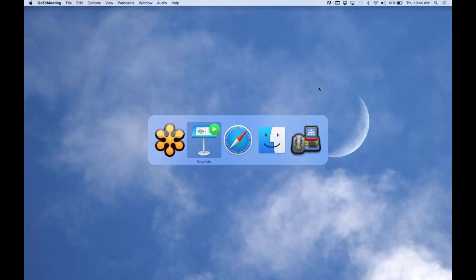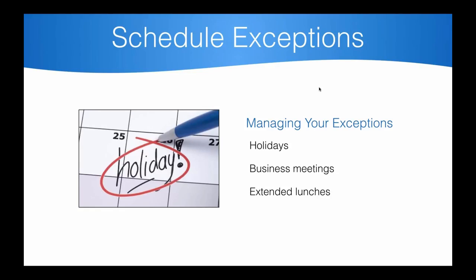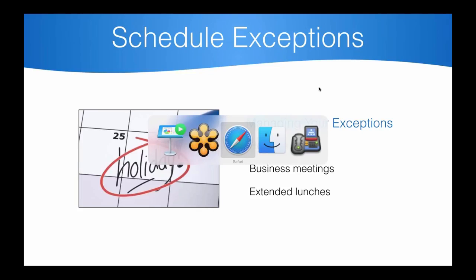Next up, what we have is schedule exceptions. So these are great if you have any hours outside of your regular schedule hours. Let's say there's a major holiday coming up. Maybe you have a business meeting that you had unplanned, or you have some extended lunches that you need to account for outside of your schedule hours. This is where you're going to use exceptions.